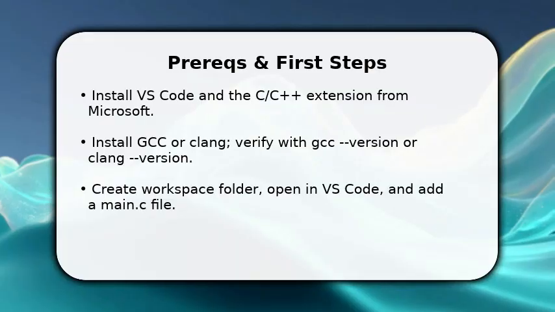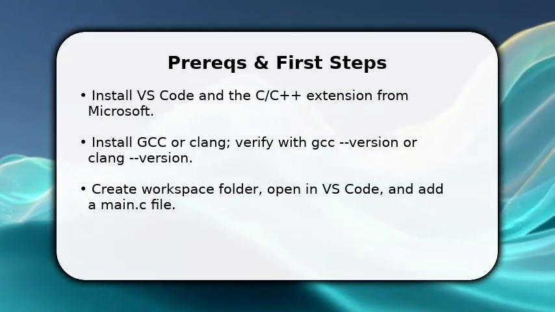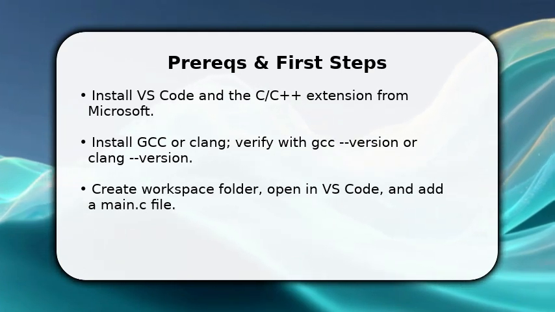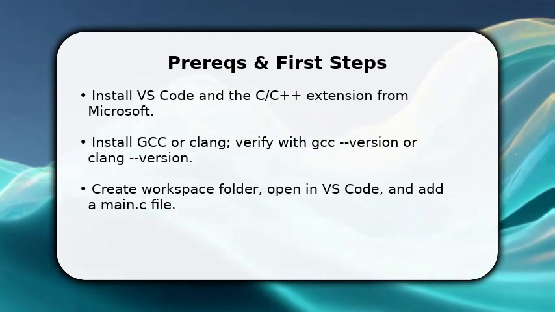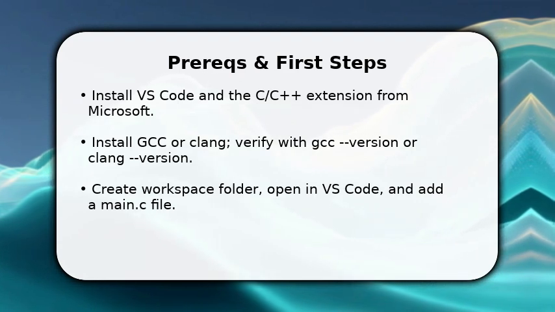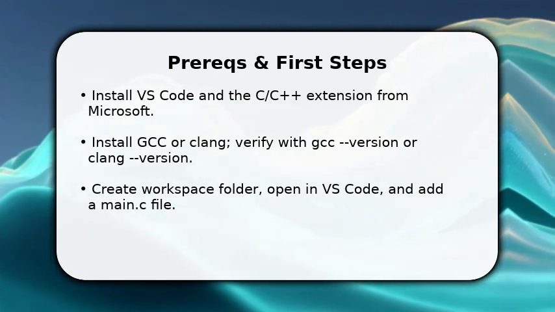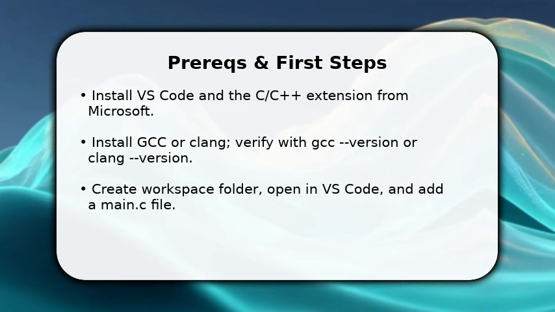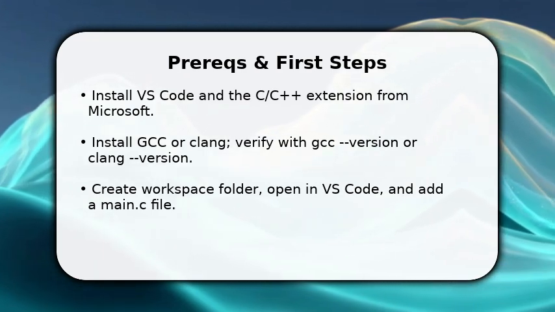Enjoy the video. You start by getting tools in place. Install VSCode and the Microsoft C/C++ extension so language features work. Next, install GCC or Clang and confirm the compiler is reachable via the terminal. This is why code can compile.